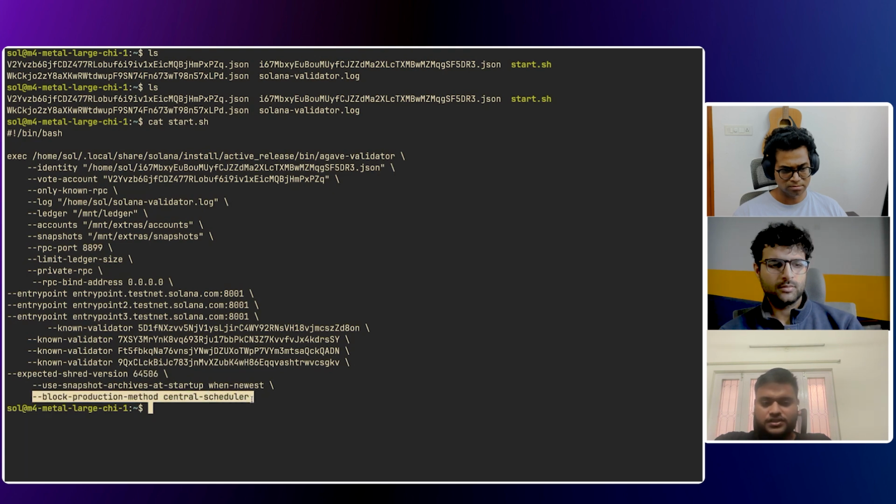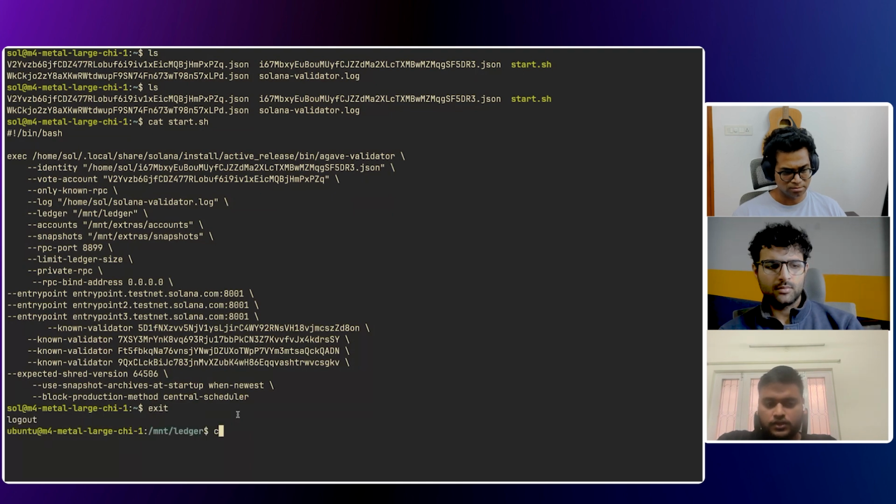A few other things: I was testing this central scheduler, and there's another scheduler as well. I was just playing around, so that's why this is here. And this is the main config file. To keep the whole validator running, you also have to specify a systemd config. I'll show that as well.